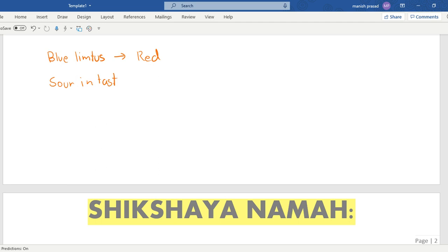That is why every citrus fruit, oranges, your lemon, all of them are sour in taste. Acids are corrosive in nature. What is corrosive in nature? Rusting is something else; rusting is with iron only. Corrosive means if it falls on your hand, your skin will start burning. So this part of acids is clear.